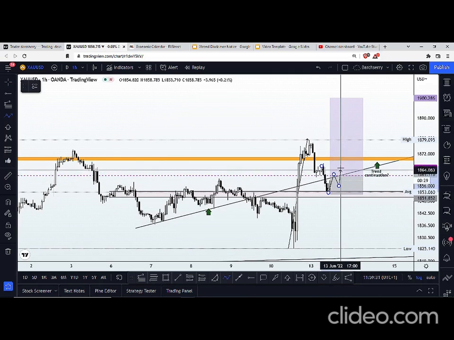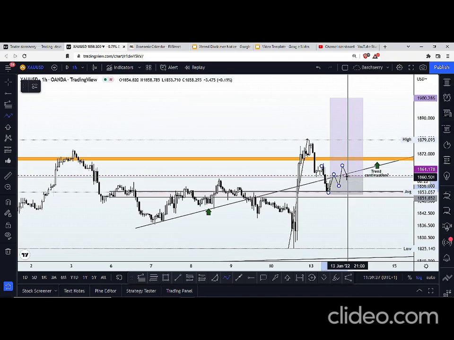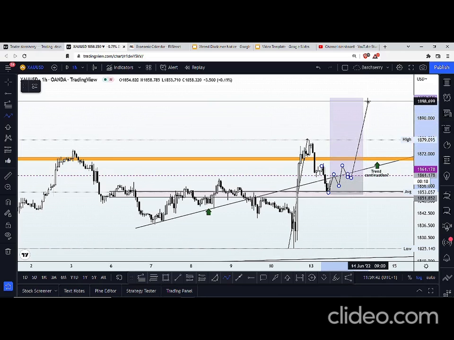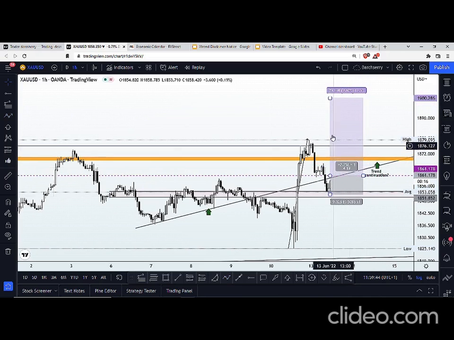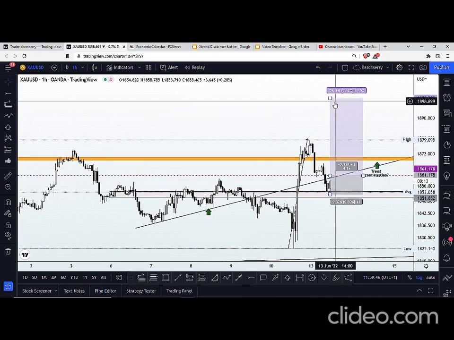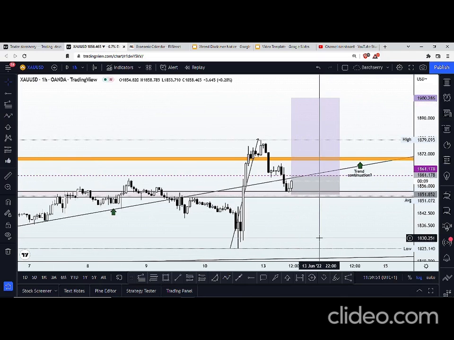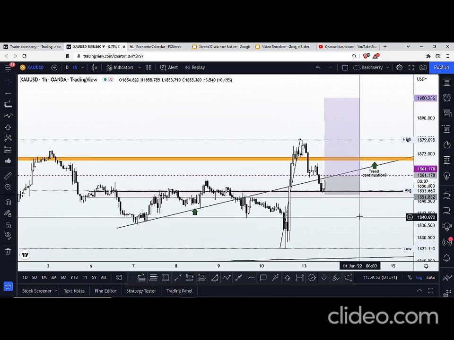Let's say a double bottom structure, a breakout of structure, which also shares a confluence with the bullish trend line. Then a retest of structure. Then we look for patterns on lower time frame to join the bullish momentum to the upside. So let's place our take profit target at $1,900, which is around 3,900 pips. And from there on, we look at how the market goes. So this is my perspective here on the gold.